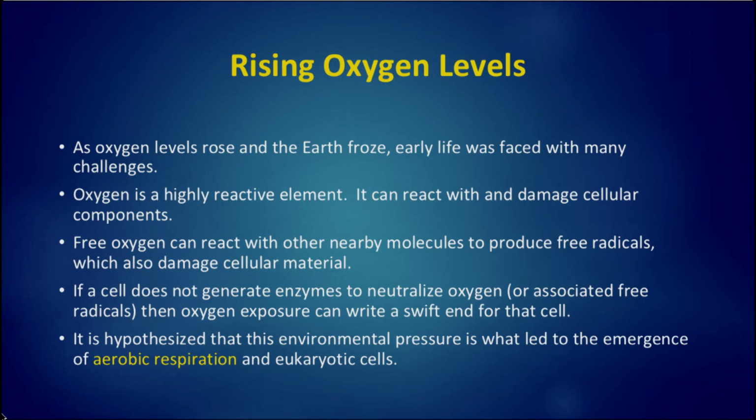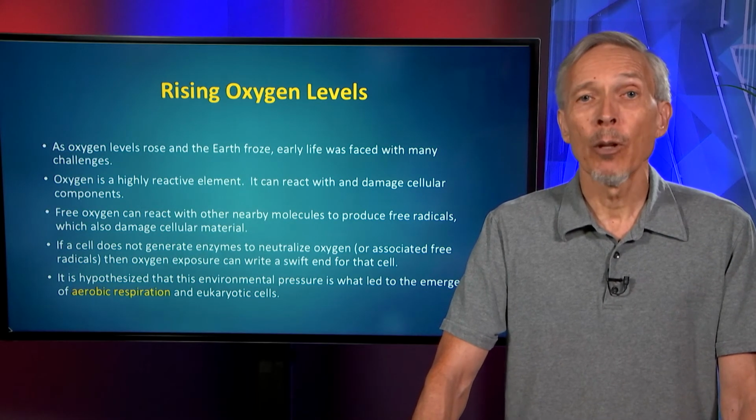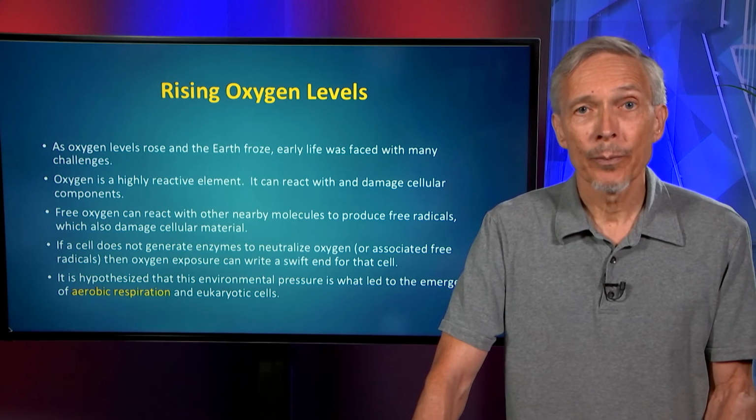Free oxygen reacts with nearby molecules to produce free radicals, which also damage cellular material. If a cell cannot generate enzymes to neutralize the oxygen or the associated free radicals, then oxygen exposure essentially kills the cell. It is hypothesized that this environmental pressure is what led to the emergence of aerobic respiration in eukaryotic cells, essentially an entirely different mode of life's energy process.